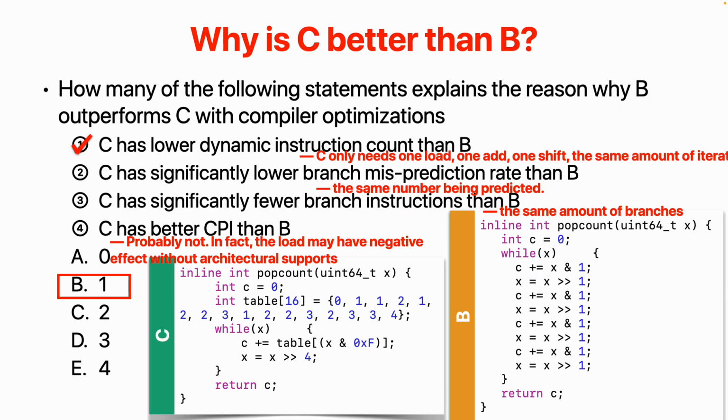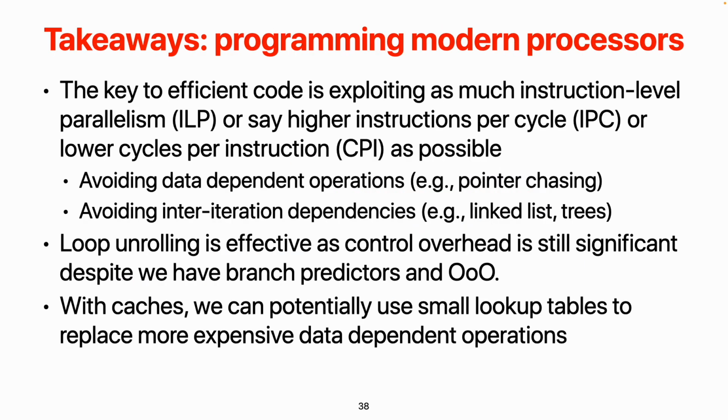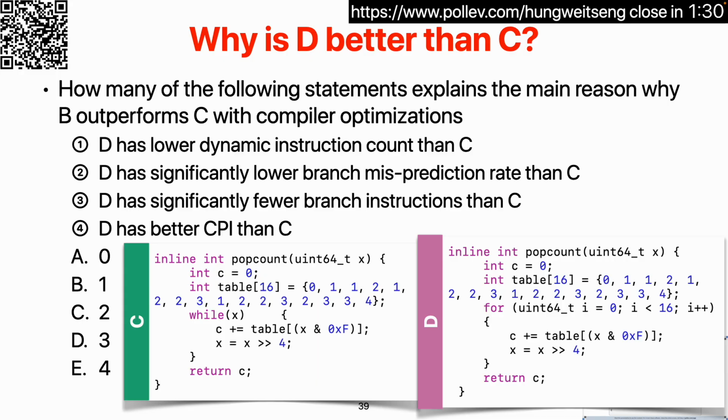Most of you picked C, that's wrong. But the takeaway here is the second trick: we can potentially use a small lookup table to replace more expensive data dependency operations. Now, how about D and C?